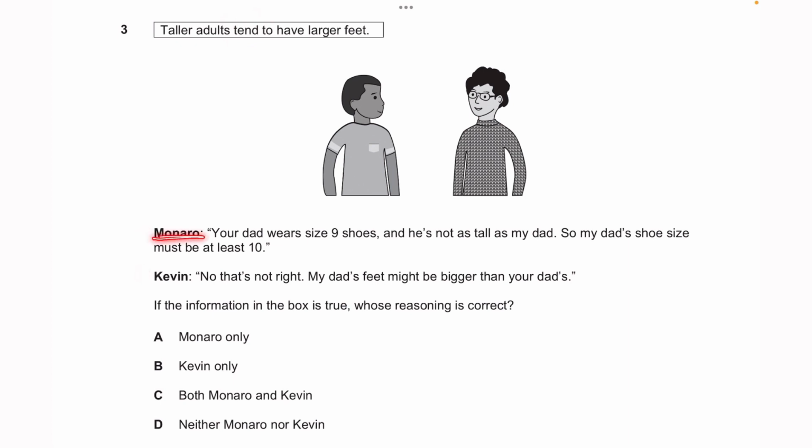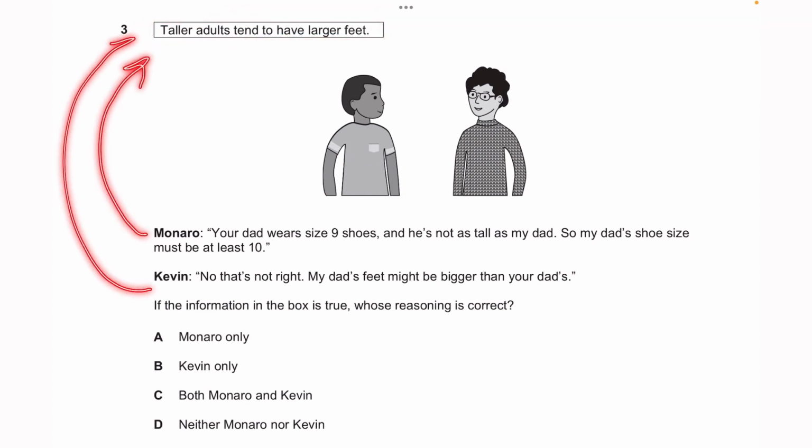So we've got Manara, who says, your dad wears size 9 shoes and he's not as tall as my dad, so my dad's shoe size must be at least 10. Kevin says, no, that's not right. My dad's feet might be bigger than your dad's. If the information in the box is true, whose reasoning is correct? And we've got our options. What we need to do first is understand this information, like I said before, and try to connect it to both of these.